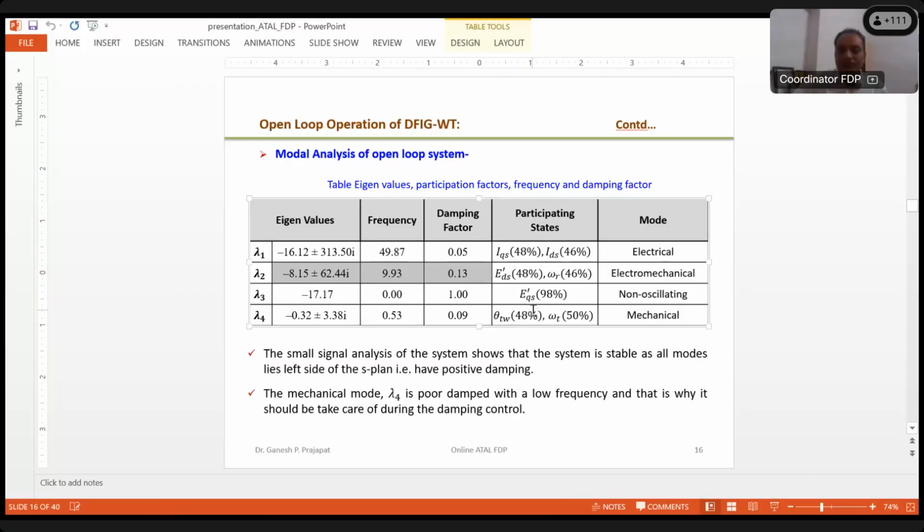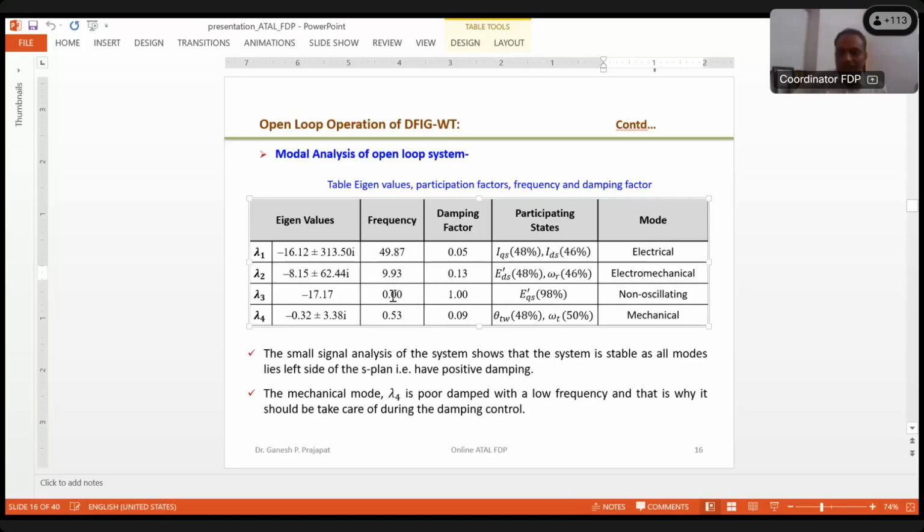While in the last one, theta twist is the twist angle of the shaft, and this is the generator turbine speed. So these two are mechanical parameters. That's why it is the mechanical mode. So these two modes are very much dominant, and these will decide the stability of the system.